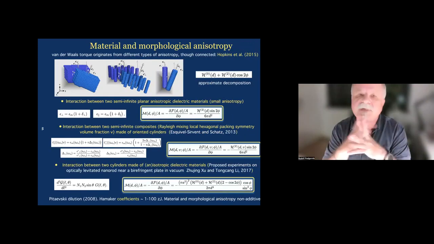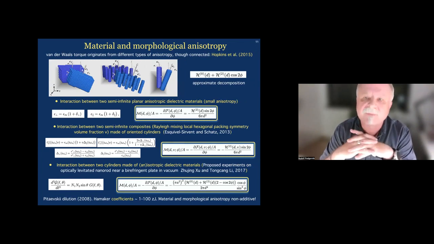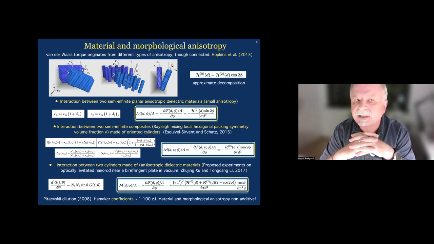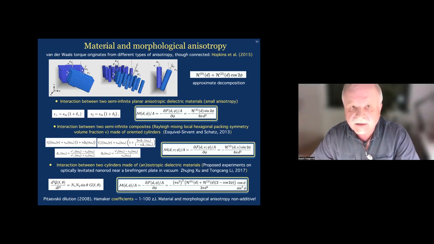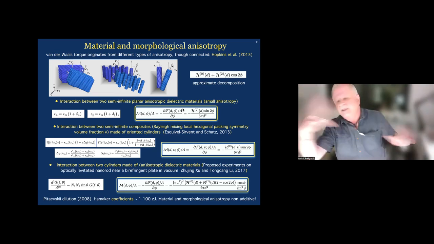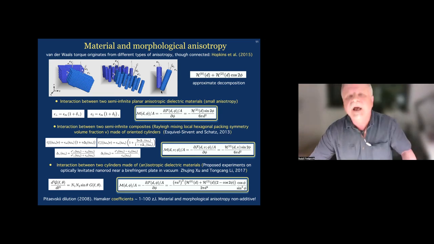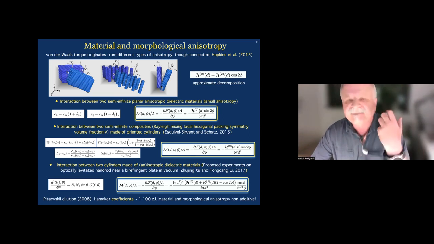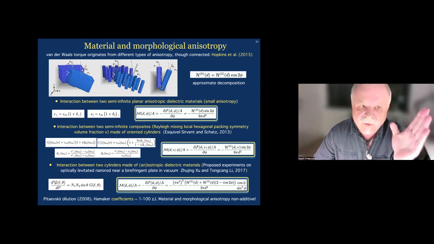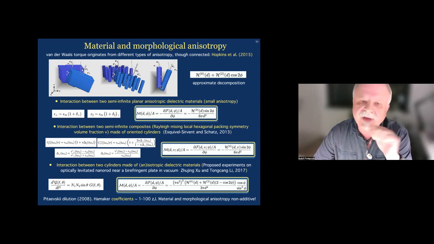What we also need to realize is that the dielectric anisotropy is not the only anisotropy you can have in the system. There is material anisotropy, meaning the dielectric tensor, and morphological anisotropy, which means that the interacting bodies have a certain symmetry. Here I'm showing you three different cases: two slabs of anisotropic dielectric, two slabs composed of cylinders, and two cylinders composed of anisotropic material. For each of these three cases, we were able to evaluate the torques.